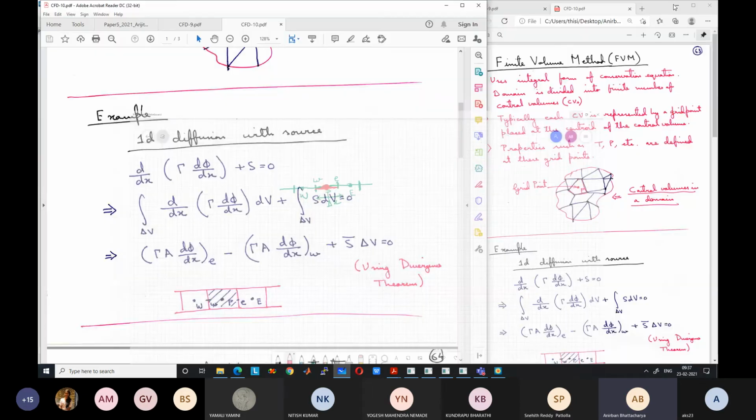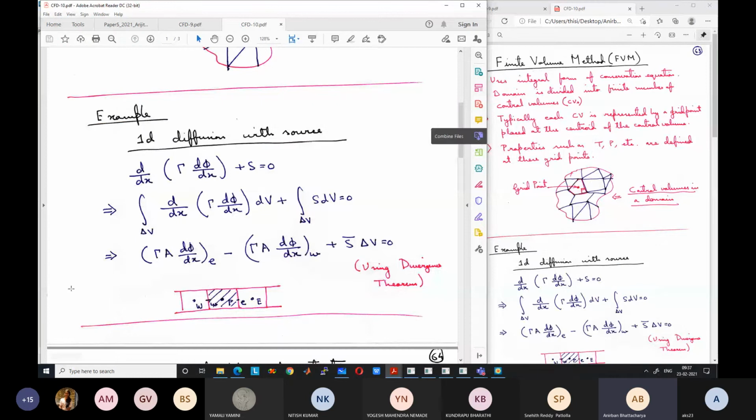So now we have to integrate our equation. This is the main step in our finite volume method. We have to integrate the equation over the entire control volume. So we integrate over the control volume d/dx of gamma d phi/dx dV, plus the integration over the control volume of S dV, where dV is the elemental volume, equal to 0.